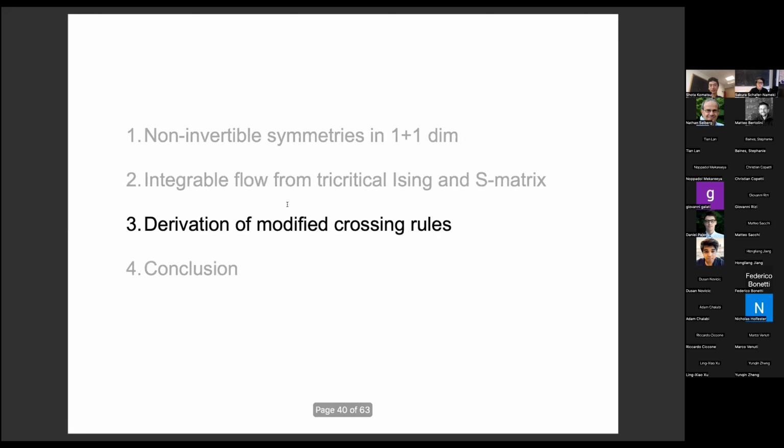Okay, so now I'm going to proceed to the derivation of the modified crossing rules, if there are no further questions.